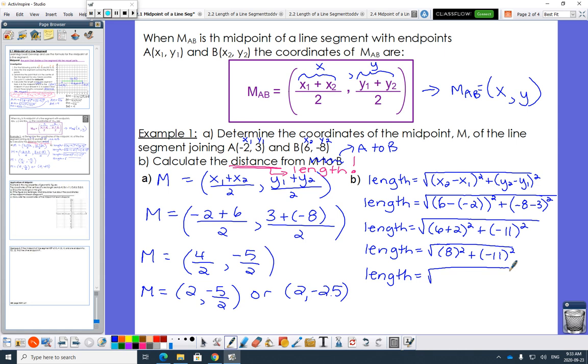I don't have this answer. And remember, negative 11 squared is positive 121. You can't get a negative. Now, let's say I forgot and I put this negative. You would get a negative under the square root. Can you do that? No. Okay.